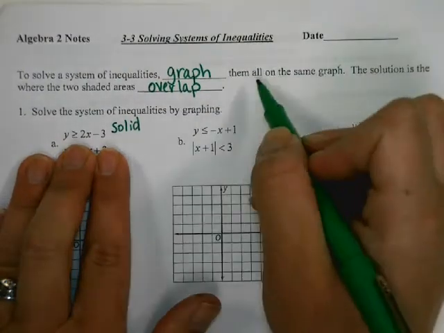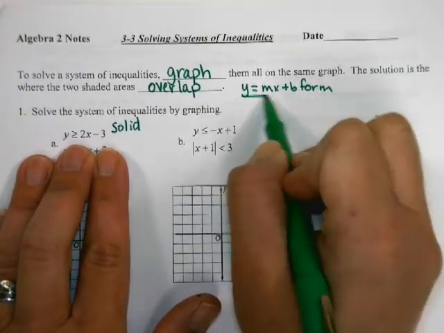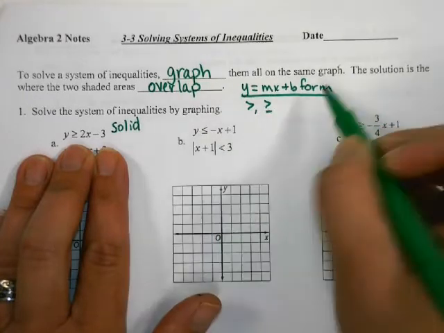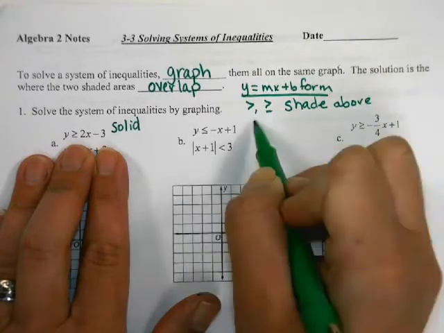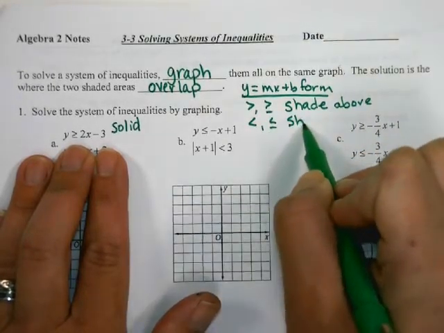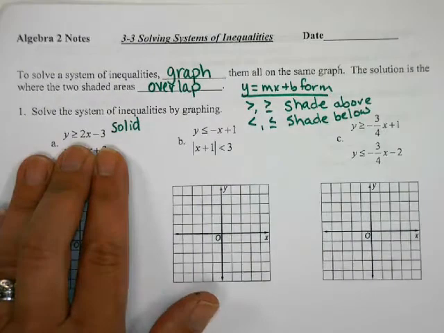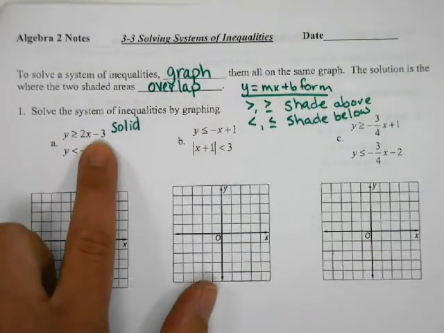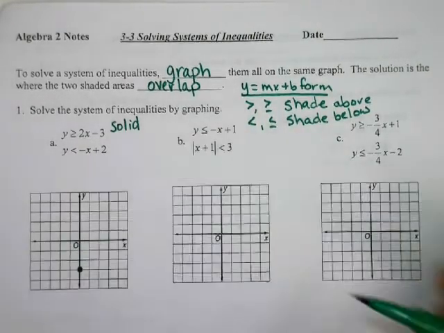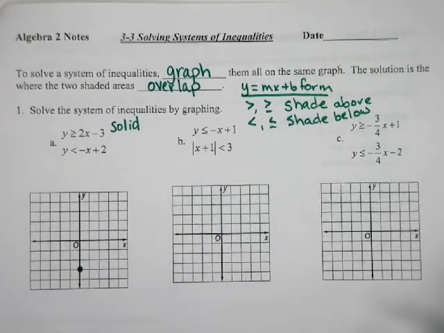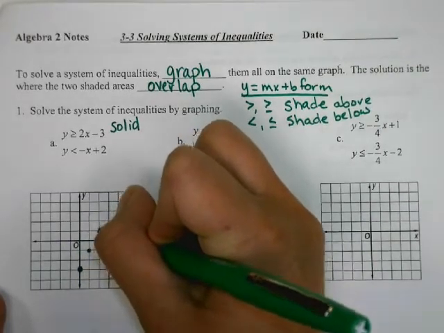And remember the trick with shading? If it's a greater than or equal to, we shade above. If it's a less than or equal to, we shade below. Okay, so I'm going to start at negative 3 on my y-axis. My slope is 2, right? So I'm going up 2, right 1. You go to the right, you're always right.